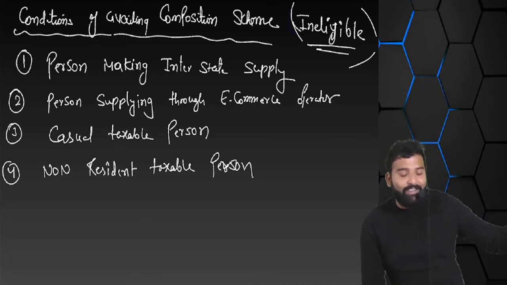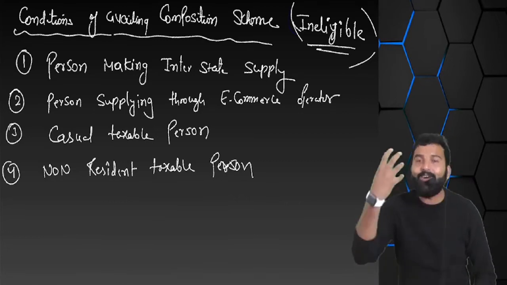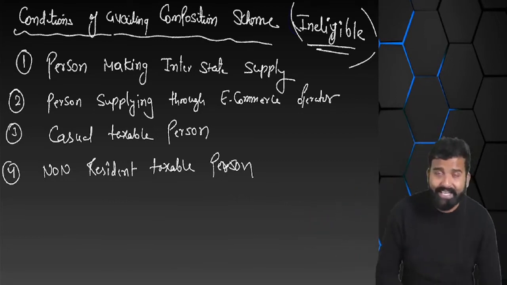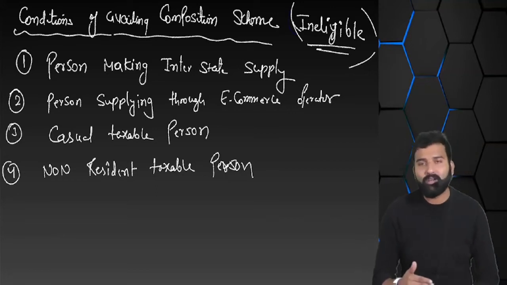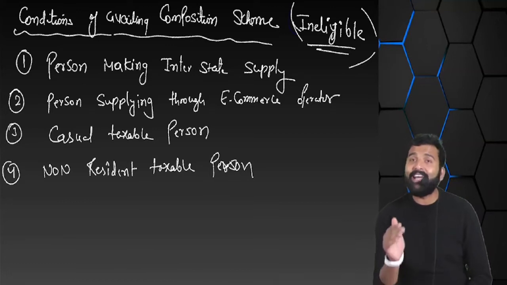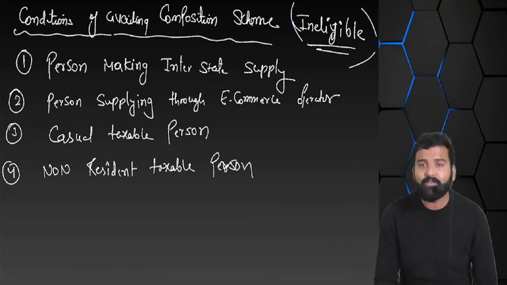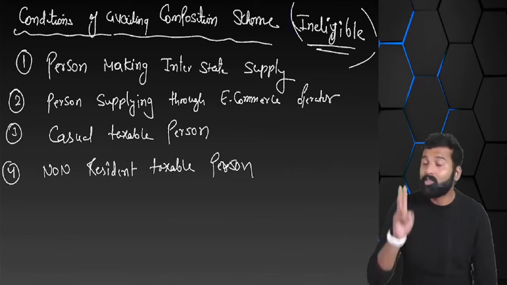So an Indian will be called a casual taxable person, and a foreigner, that is a person who is not an Indian resident. If he is here with a foreign passport to do any business in India for any temporary time period, and he will be participating in the exhibition for a few days, he will be called a non-resident taxable person. Okay, so there are two people.